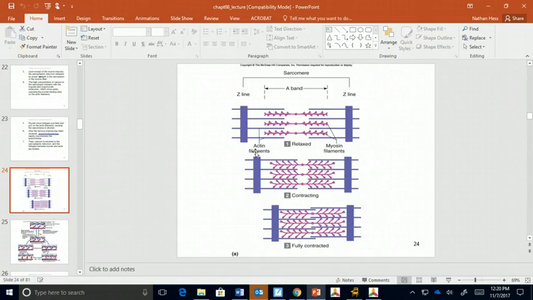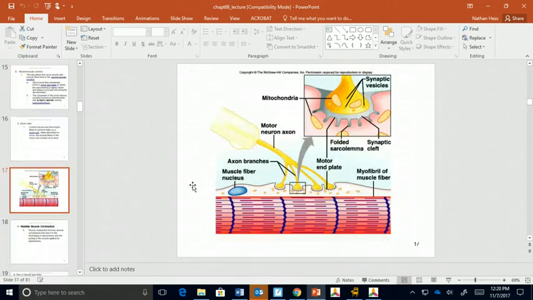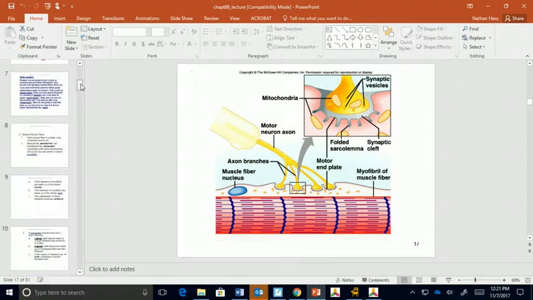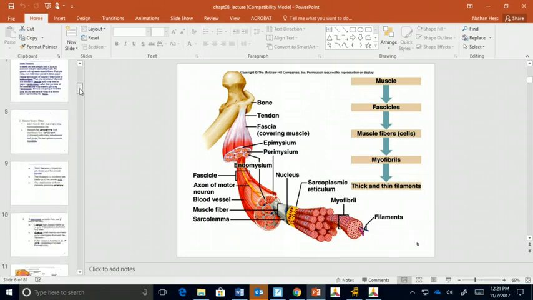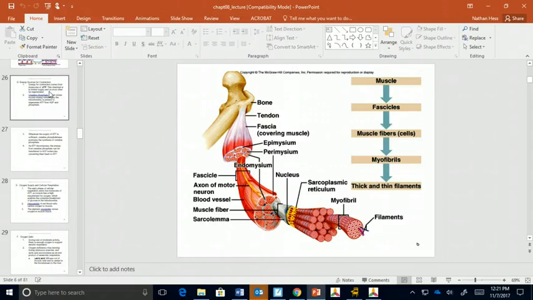And each one of these sarcomeres, because this one piece here is a sarcomere, is contained in all these muscles. And again, remember back to this original picture of how this works, that each of those myofibrils makes up a muscle fiber, and each of those muscle fibers makes up this fascicle, and a bunch of those fascicles make up a muscle.